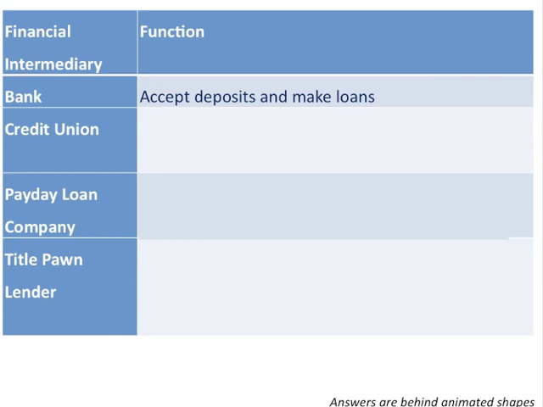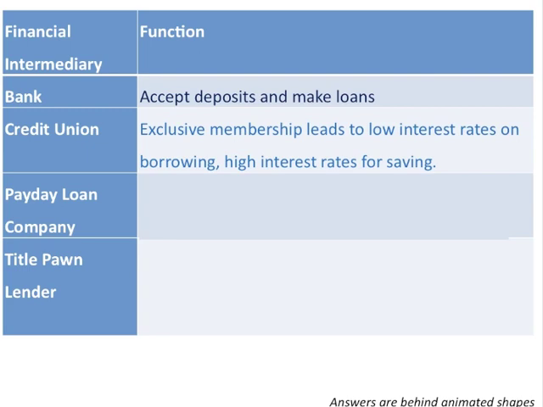Other intermediaries exist, such as credit unions. Credit unions offer sometimes lower interest rates on loans or borrowed money and higher interest rates on savings because they have an exclusive membership with their clientele. So this may be a teachers credit union or the naval credit union. At some rate, they are going to offer better rates for their members.